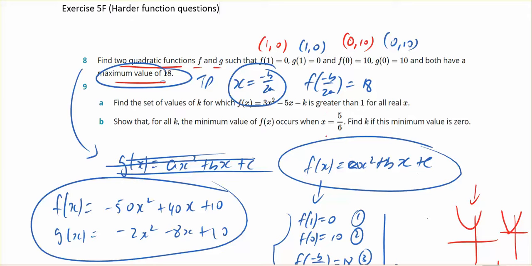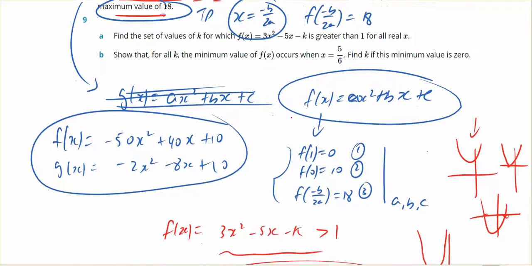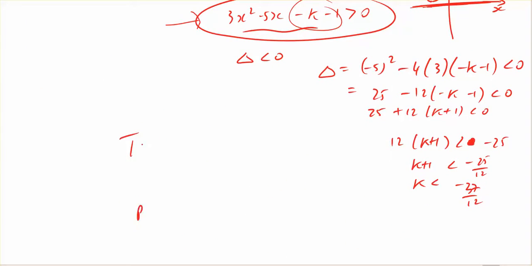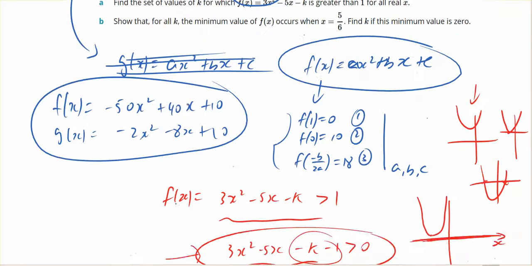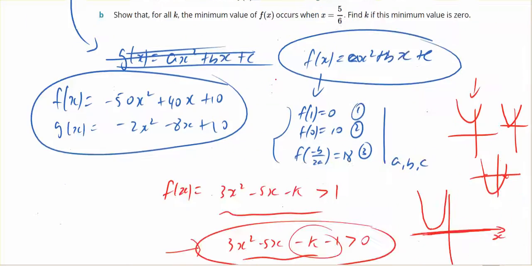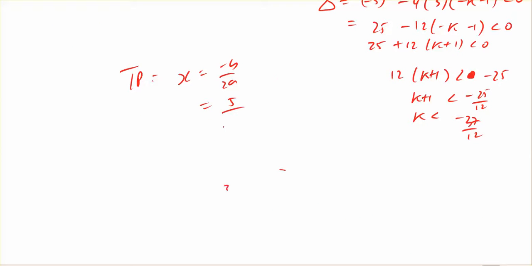Now, I want you to do this one by yourself. It's not impossible. All you need to do is remember how to get the minimum value. The minimum value is easy because we know the turning point is given by x equals minus b over 2a. Looking at our equation, minus b is 5, divided by 3 times 2. It's 5 over 6. So we've shown that the minimum value occurs at 5 over 6.